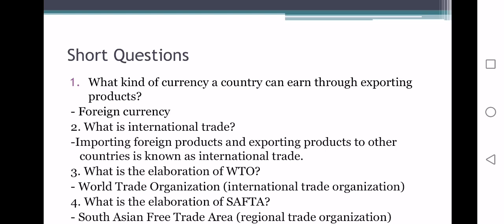Unlike WTO, SAFTA is working for trade business at a regional level. So, SAFTA is not an international trade organization. Rather, it is a regional trade organization. And the full form of SAFTA is South Asian Free Trade Area. Please don't write association. The last A of SAFTA stands for area, not association. So I am telling you again, the full form of SAFTA is South Asian Free Trade Area.